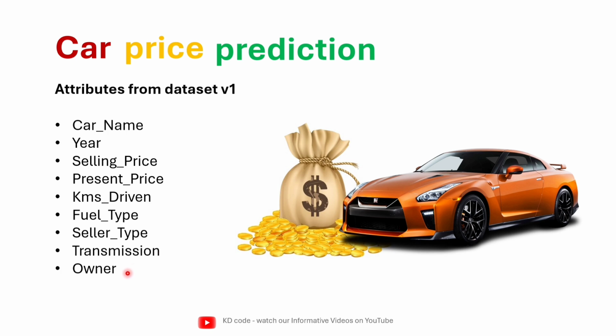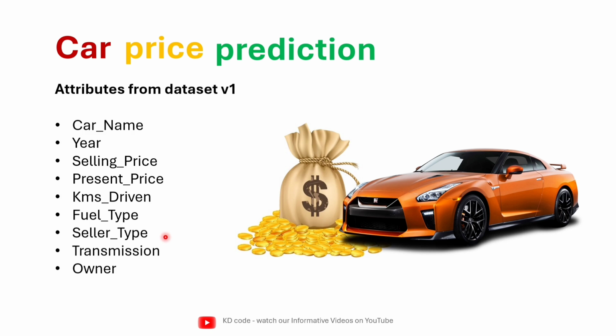The value will be 0 if the owner is the first owner of the car, and it will be 1 if the owner is second owner of the car. Like if it is a fresh car he bought, then it will be 0. If it is second hand car, then the value will be 1. Like that, the value goes on, guys, right? So I've explained about all these attributes.